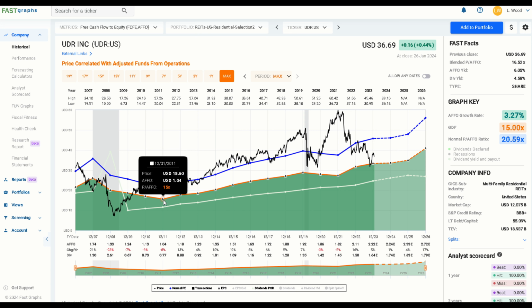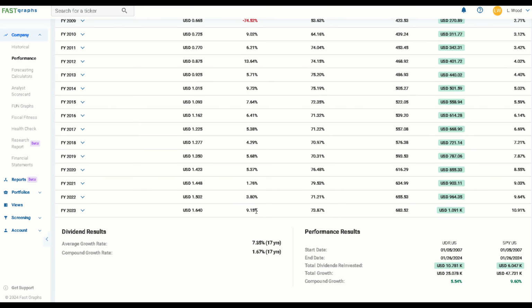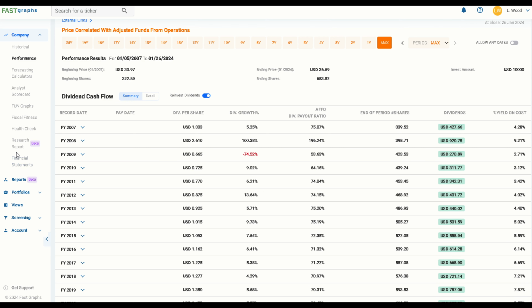UDR. So this is a final residential REIT here. We can see since 2011, fairly nice, consistent growth in the AFFO. High long-term debt to capital ratio here, BBB plus. Dividend yield here of about 4.5%. Exceptional analyst scorecard, so that's what I like to see. Dividend growth rates have been a bit variable, but low to high single digits in the recent past. Since 2007 in comparison to the S&P 500, it's returned less overall, but obviously, like many REITs, more dividends have been returned in total.